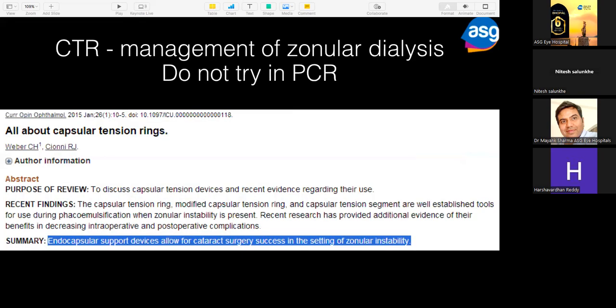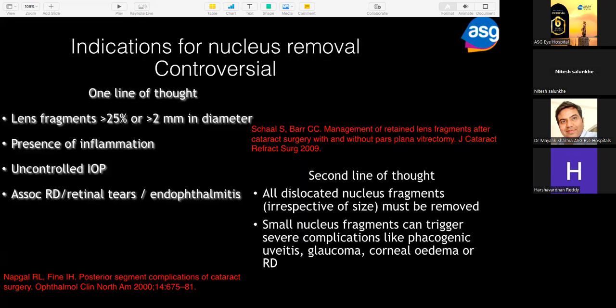Because if the CTR drops, then it's a pain to remove that. So one thing we all know, but we should keep in mind, even in such cases, is that CTR basically is for cases with zonular dialysis. It doesn't have any role in PCR.